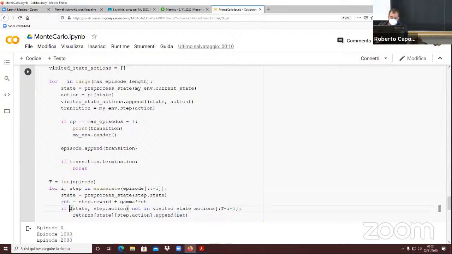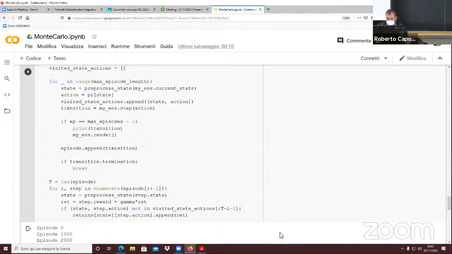And this is the first visit method. So I'm doing: if the state and action are not in the visited states and actions, then I append my return to the dictionary of the returns that is being used by the policy to compute my utilities, to compute Q and pi.